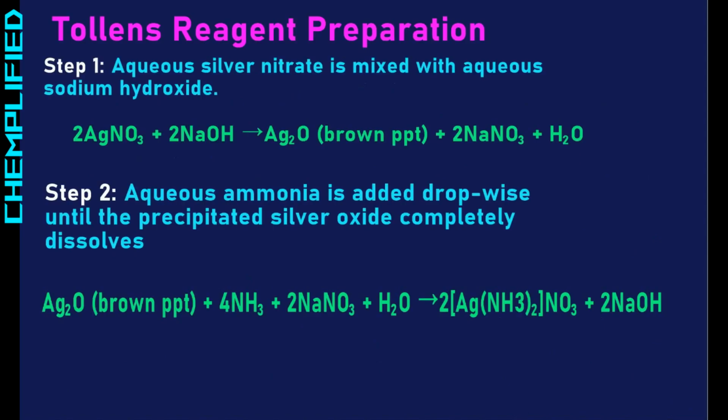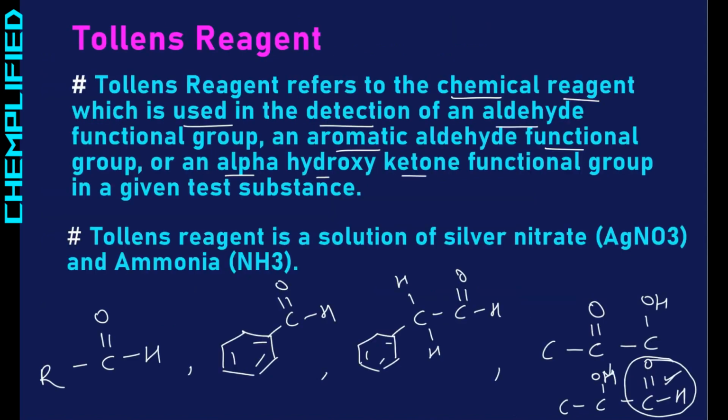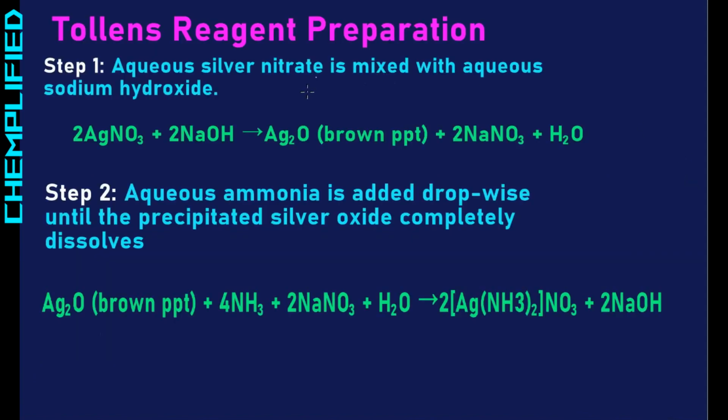Right, now let's talk about the preparation of Tollen's reagent. There are two steps in the preparation of Tollen's reagent. Wait a second, we have left something. The second statement: Tollen's reagent is a solution of silver nitrate and ammonia. Now let's take a look at the preparation. In the first step, aqueous silver nitrate is mixed with aqueous sodium hydroxide. AgNO3 plus 2NaOH will give you Ag2O, silver oxide, plus NaNO3 and H2O.